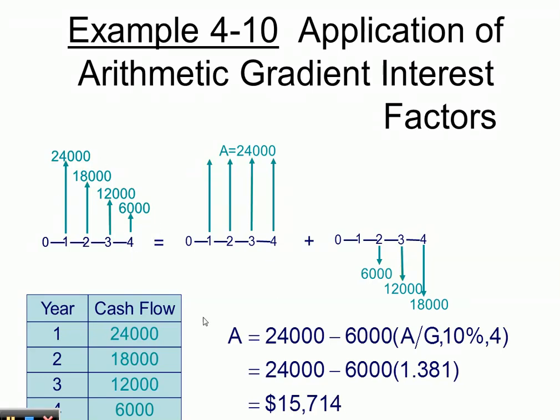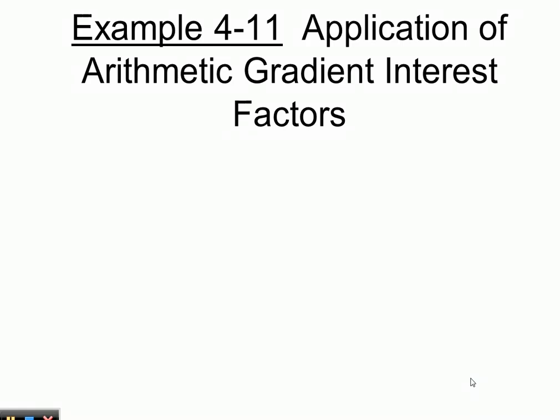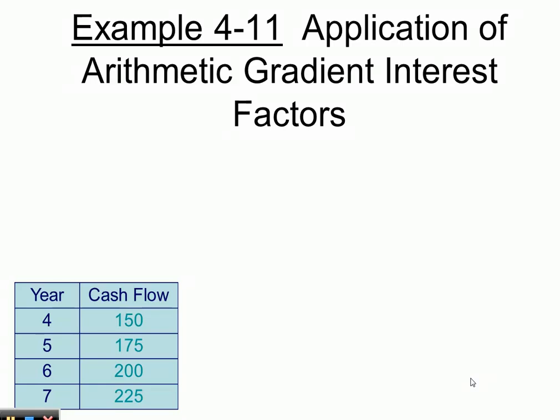If we had a uniform series at years 1, 2, 3, 4 of 15,714 every year, it would be exactly equivalent to this arithmetic gradient. At a 10% interest rate we would have no preference between payments like this or a uniform series of this amount. At a different percent we might have a different view on those two, but at 10% they're equivalent.